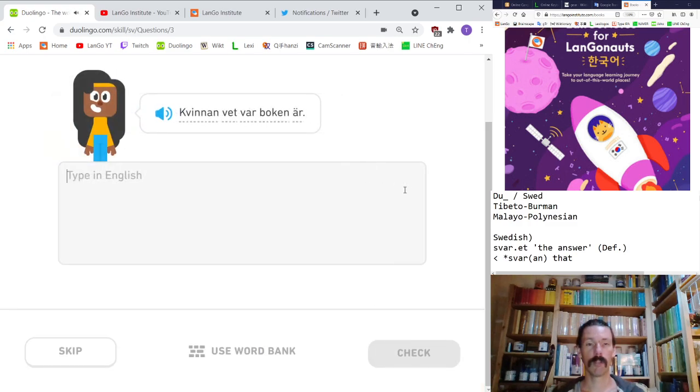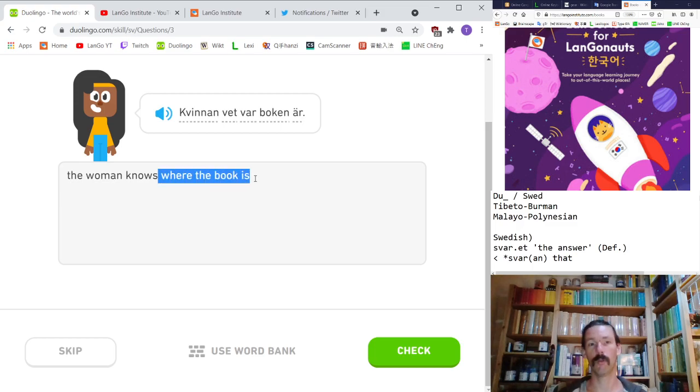Kvinnan vet vad boken är. Vet vad boken är. What's the object of vet? To know. The woman knows. My question really is, what's the structure of the thing that is the complement of the verb? I wouldn't really call it an object. The woman knows. It's true of the English translation too. Var boken är. Those three words together is a dependent question or a noun phrase, however you like to do it. Who knows where the book is? Not a simple noun. It's not headed by the book. It's headed by where, the place. It's headed by a non-present noun.